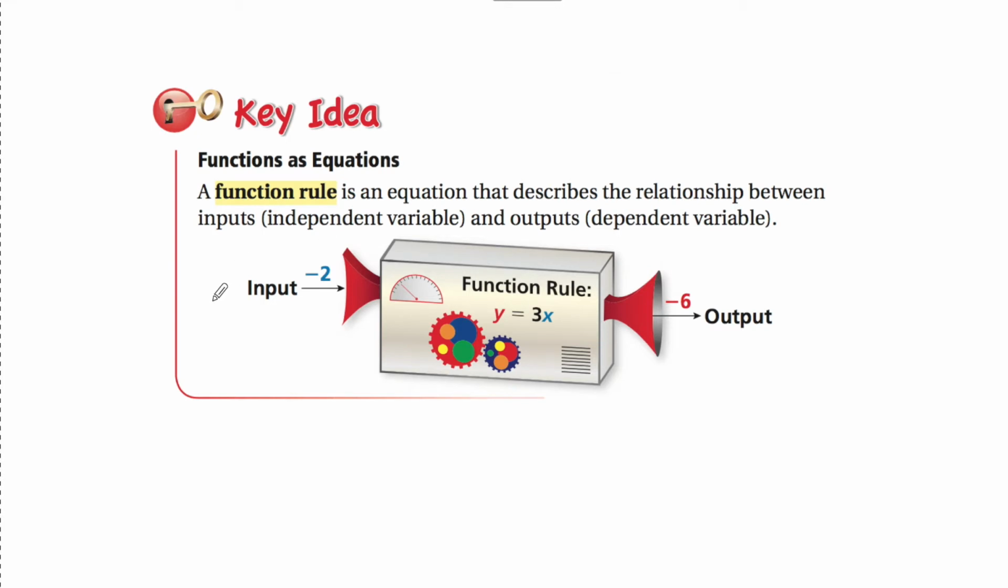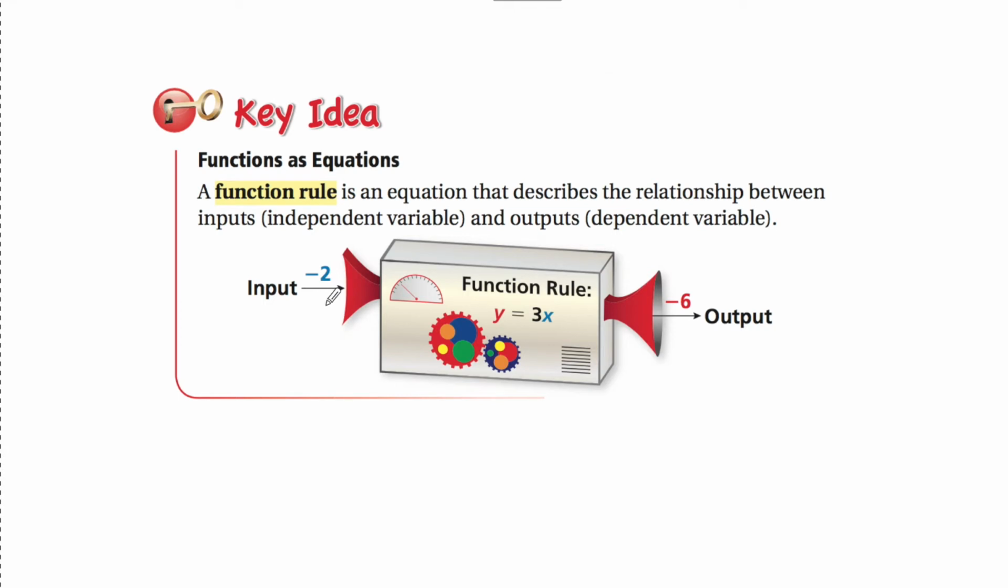This is independent because we could pick any number. We could pick -2, -4, 5, 6, 100, 200, 300, a million. Anything we want. It's independent because we can pick it, and we plug it into the function. It's our input. Our output is our dependent variable. This is dependent because it depends on whatever the input is.